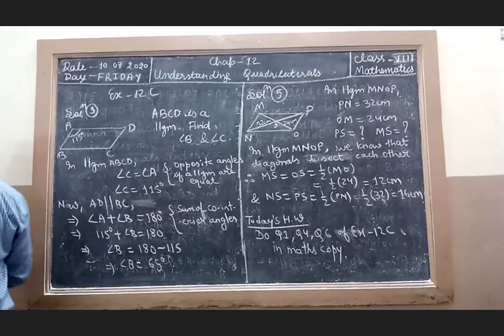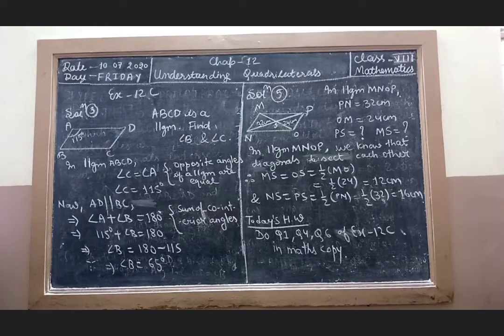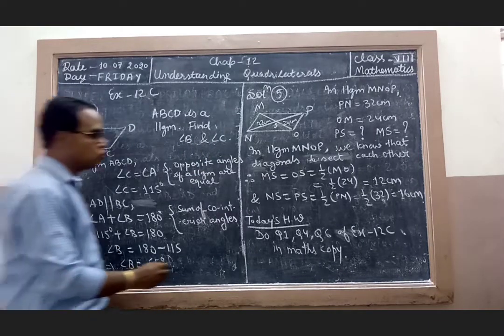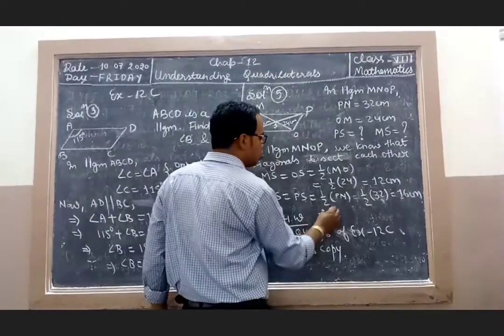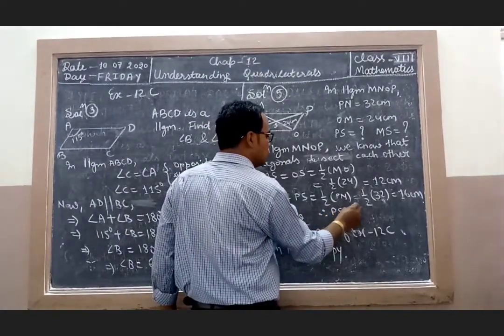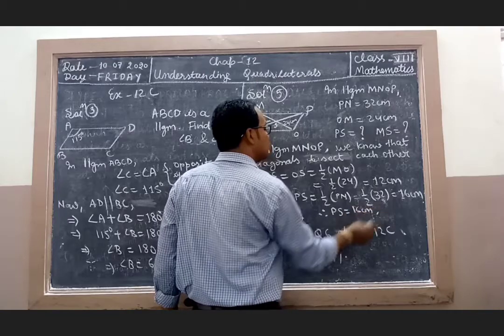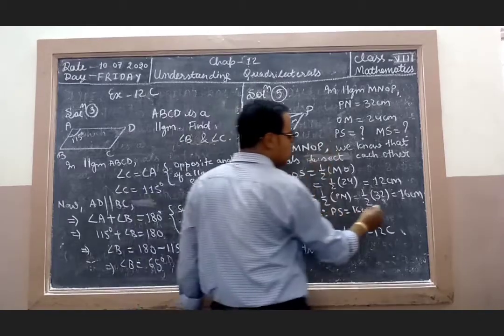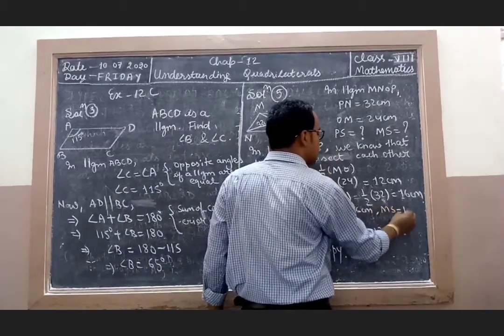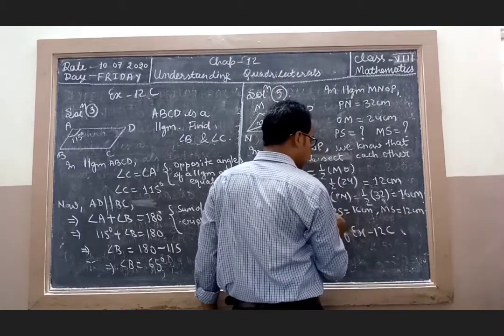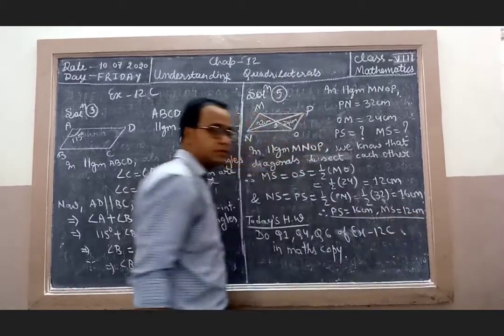So in this manner, we got PS equals 16 cm and MS equals 12 cm. It is our final answer.